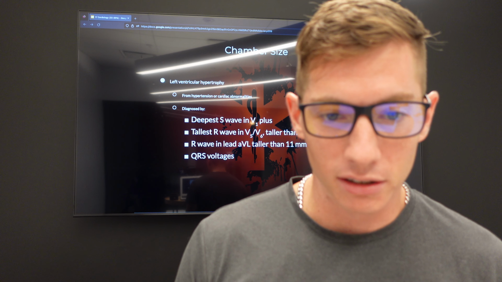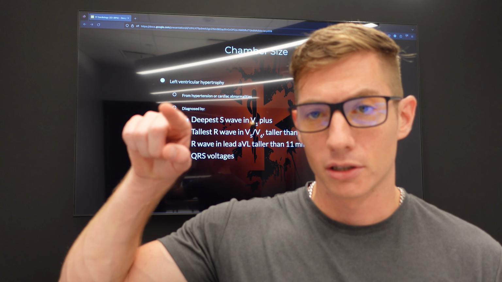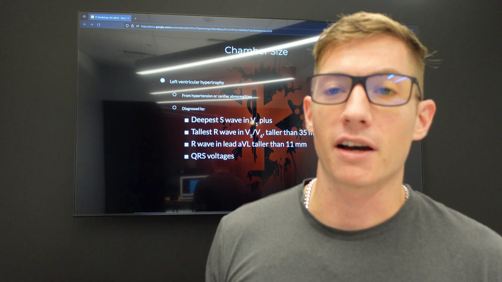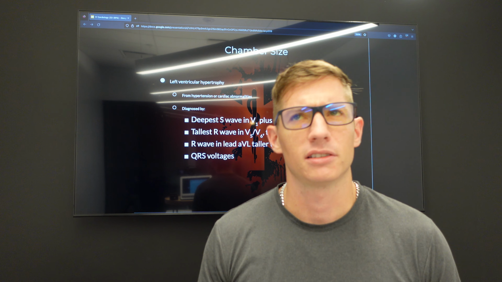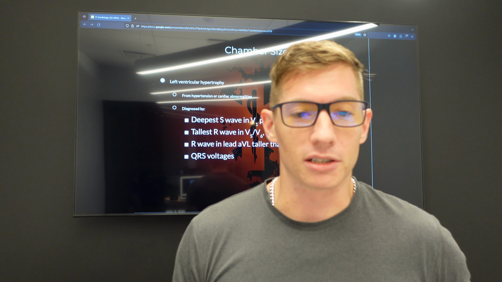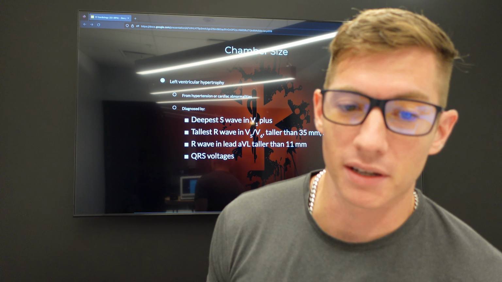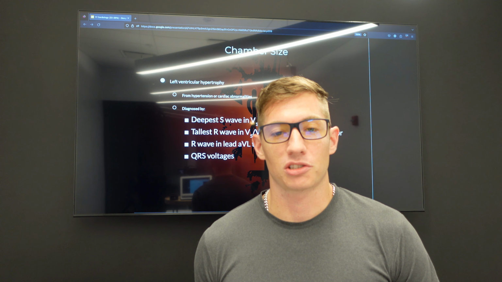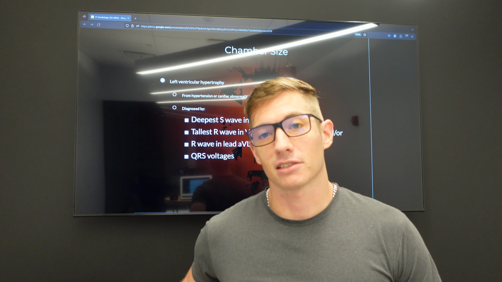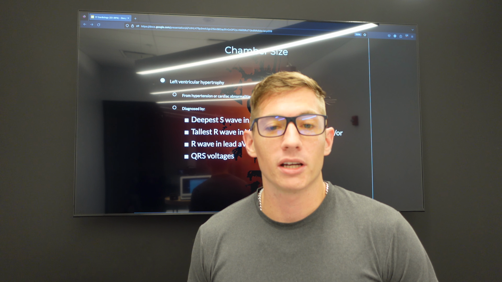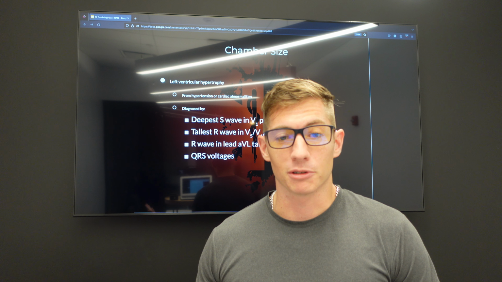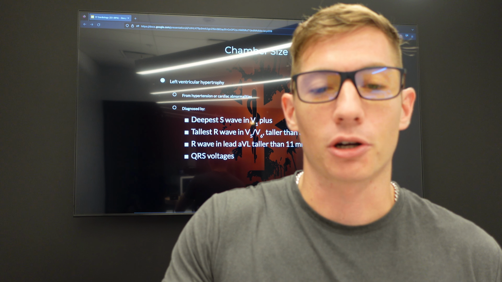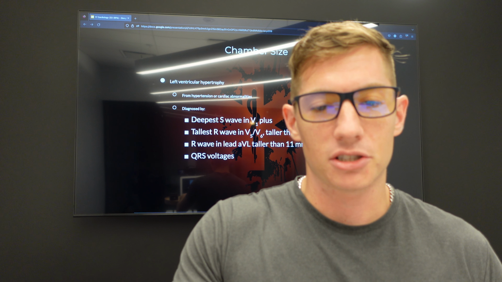Tallest. So we're looking for an R wave, QRS, right? A tall R wave of 35 millimeters. Is it even millimeters? Yeah, it is millimeters. And or an R wave in lead AVL taller than 11 millimeters. That's really random. Just imagine an R wave in V5 and V6, super tall. And for the R wave, we're looking for specifically taller than 11 millimeters for some reason in AVL. Diagnosis is made by electrocardiogram, not EKG.